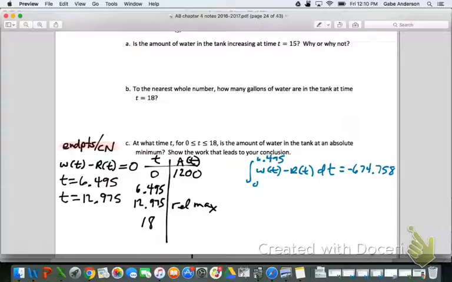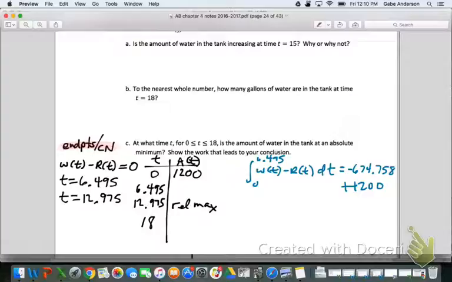So what we've done here is we've calculated something that is definitely useful, but we have misinterpreted its meaning. That is the amount of change. How much water was in there to begin with? 1,200. And so how could we figure out the amount of water at 6.495? Add 1,200 to that. So if you go 1,200 plus that, now we end up with an answer that does make sense. It'll be a positive number.